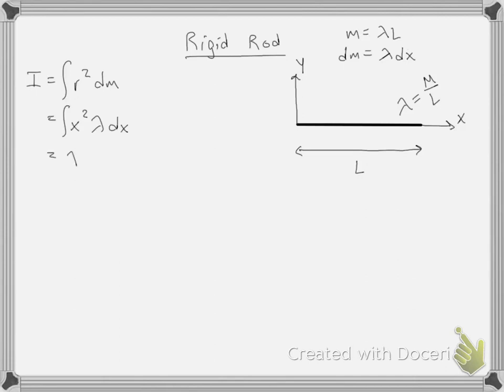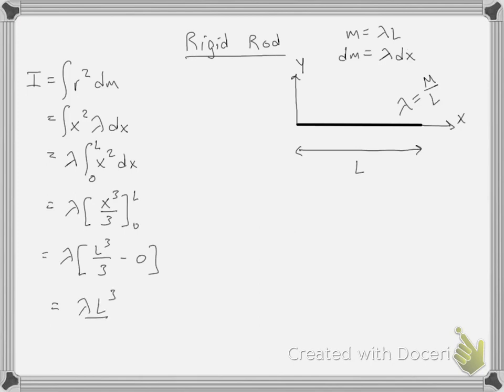So rearranging, we have the lambda, mass density is constant, so integral x squared dx. Okay. Now we need some limits of integration. Well, in this case, we're integrating from the leftmost point of this rod to the rightmost. So that's 0 to capital L. Evaluating that integral is straightforward. We have x cubed over 3 evaluated from 0 to L. Plugging those limits in, we have this. And now we have lambda L cubed over 3.